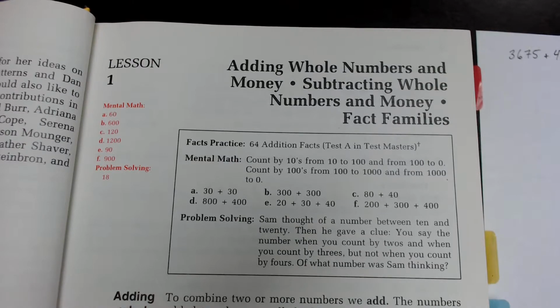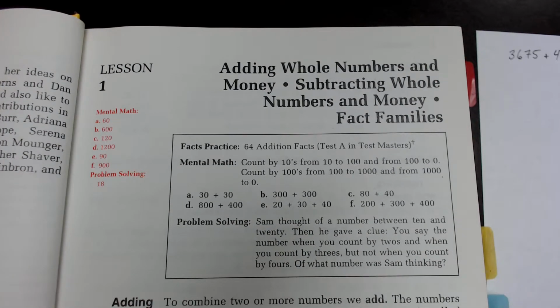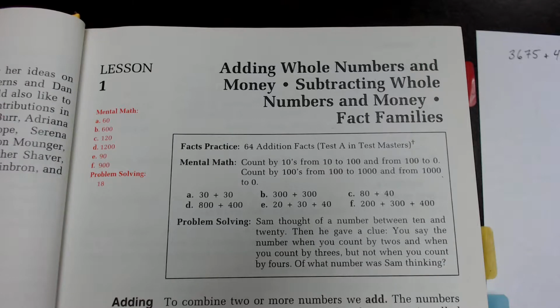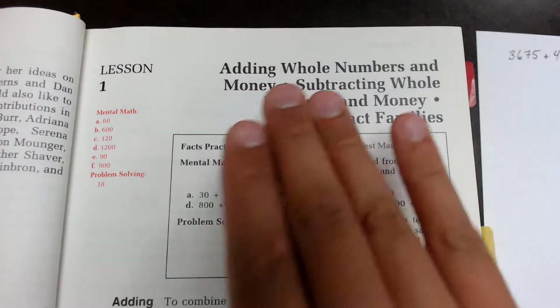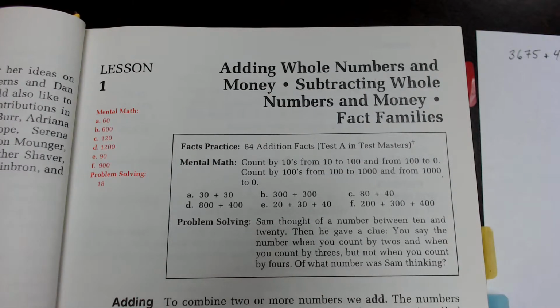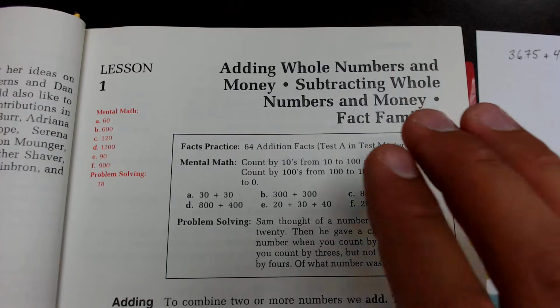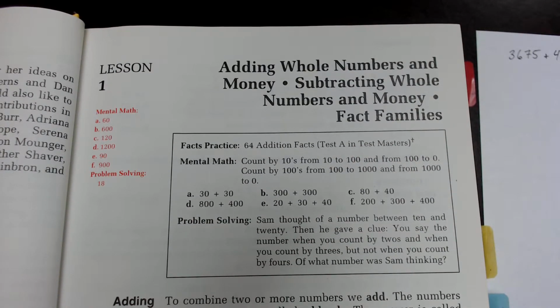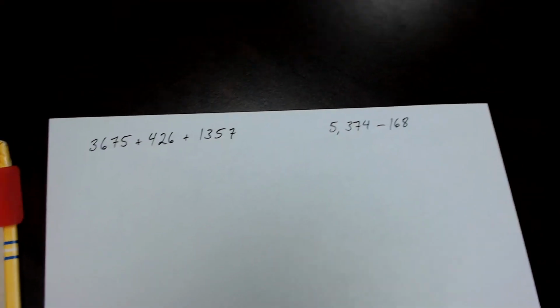Math 76, Lesson 1. So today our lesson is going to be going over some specific algorithms for adding whole numbers and money, subtracting whole numbers and money, and then I'll be talking to you about fact families, which is kind of like a niche thing that our textbook uses to teach some truths about addition and subtraction. So first, we're just going to begin with adding and subtracting whole numbers.